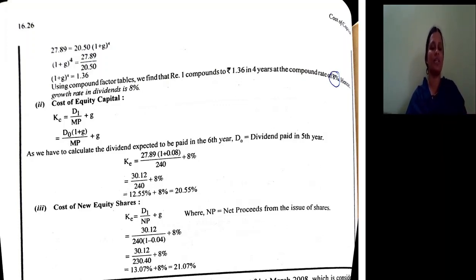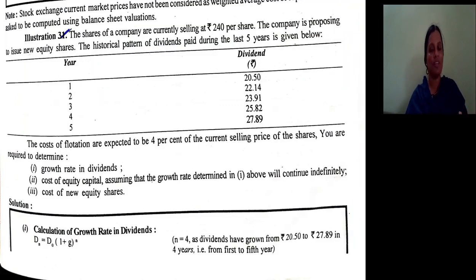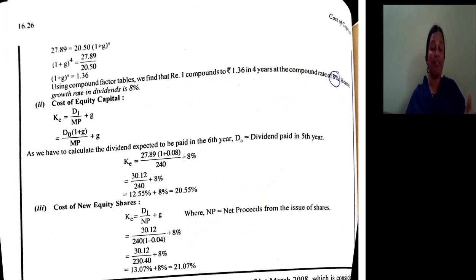So 8% is the growth rate. This is the answer to the first question. The second question is cost of equity, assuming that the growth rate determined as the answer to question 1 will continue indefinitely. So Ke is equal to D1, that is D0 into (1 plus g), divided by MP plus g.